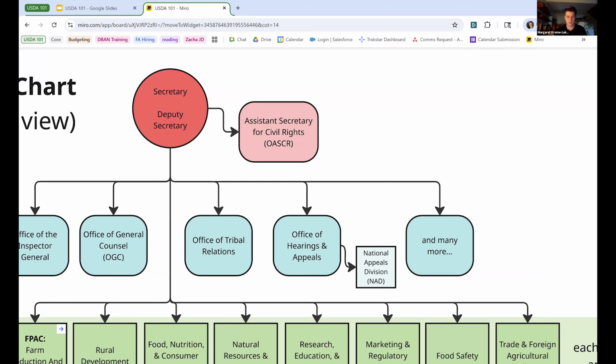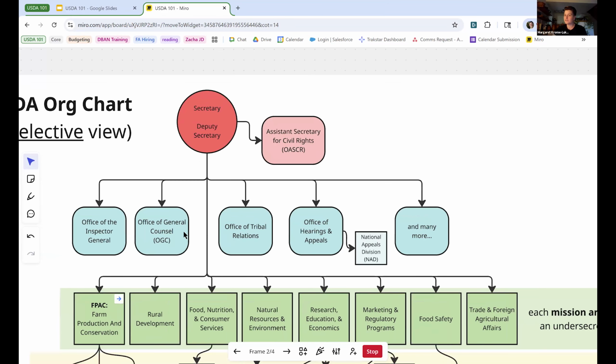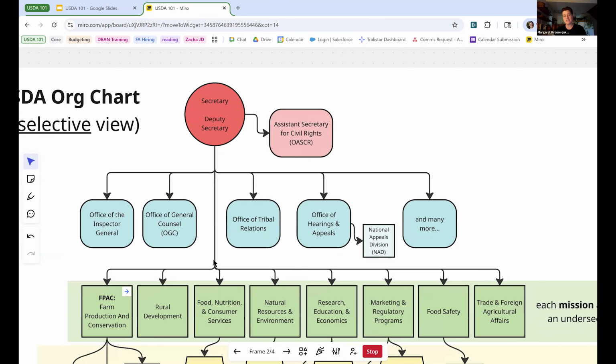USDA has an entire office full of lawyers. That's called the Office of General Counsel, or OGC. They also have an Office of the Inspector General, and that is meant to be basically USDA's internal accountability agency. There are a lot more offices, many of them with an administrative bent.